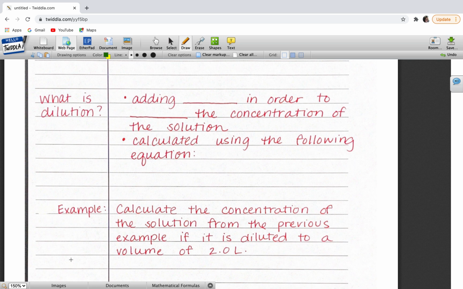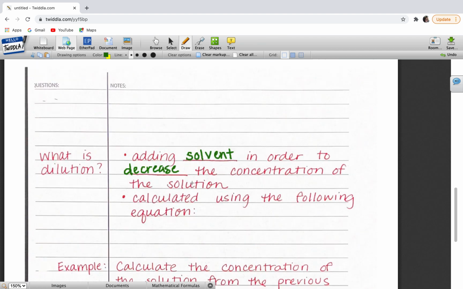Okay, so then let's talk about the next part of this. Let's discuss dilution, okay? So most of you have heard the word dilution before. Basically, it's watering down, right? I mean, you've heard of it before. You kind of know what it is. The scientific way of thinking about it is we are adding solvent in order to decrease the concentration of solution. Think about it proportionally.